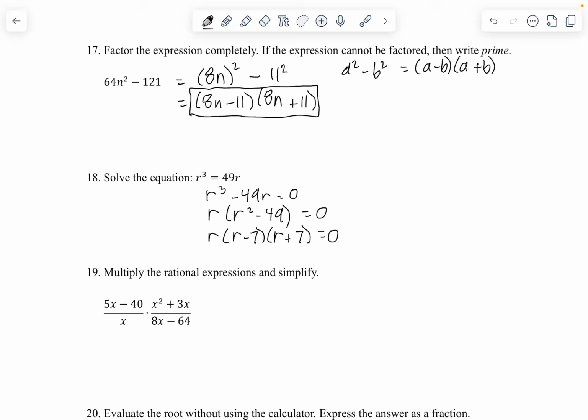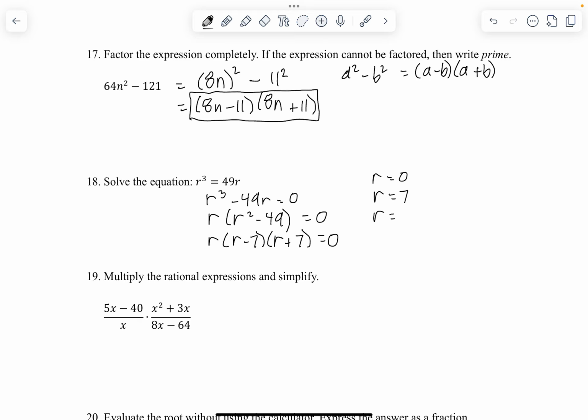So the equation has three solutions, and the three solutions would be the three values that make each individual factor equal to 0. So that would be r equals 0, because that makes this factor equal to 0, and then r equals 7, because that makes this factor equal to 0, and then r equals -7, because that makes this factor equal to 0. Those are the three solutions to the equation.